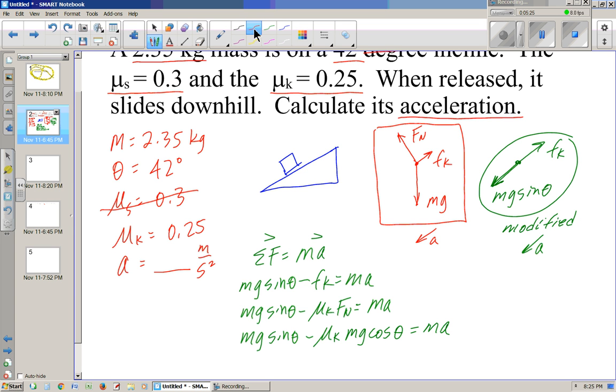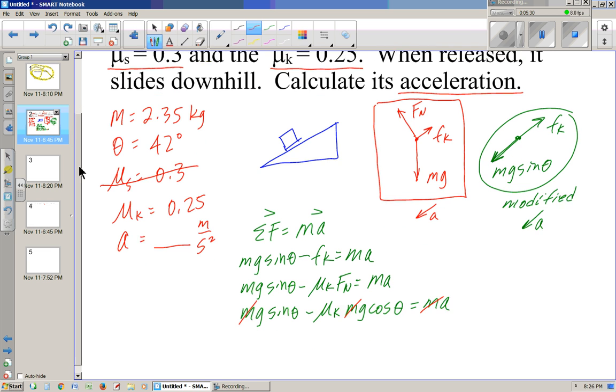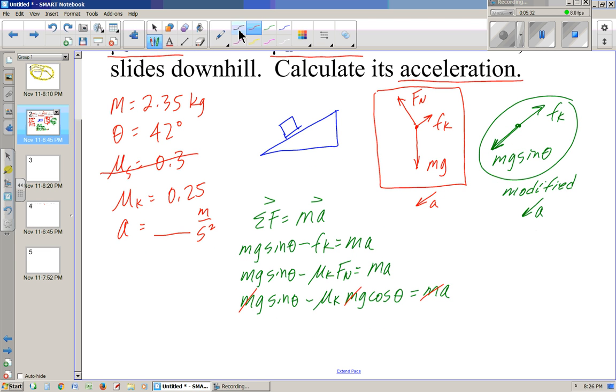Okay, so all we need to do now is cancel out the m's and just flip this problem around because it's already essentially solved for a, but let's put it with the unknown on the left, so a equals g sine theta minus mu k cosine, whoops, forgot somebody there, I forgot the g, so that'd be mu k g cosine theta.